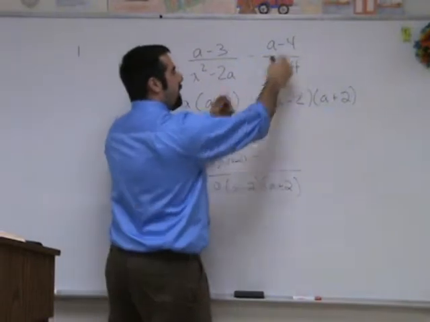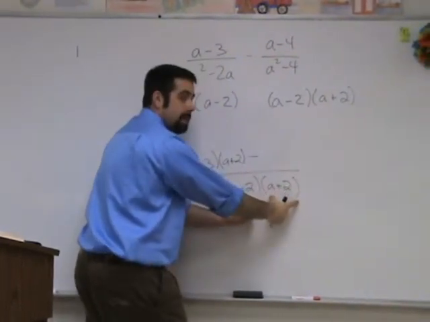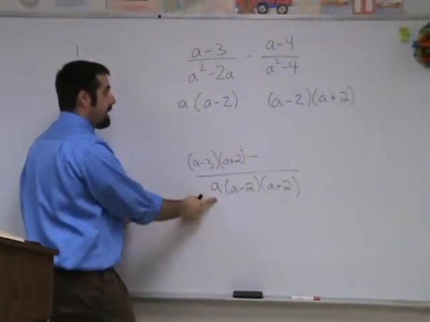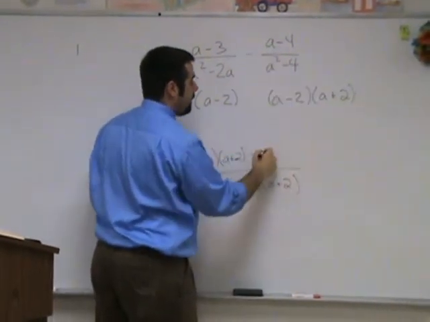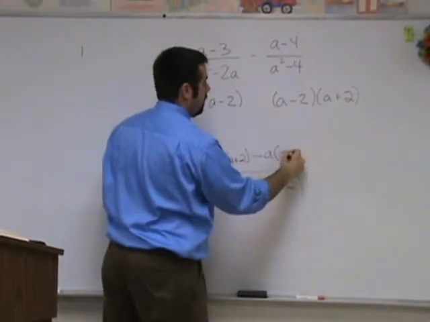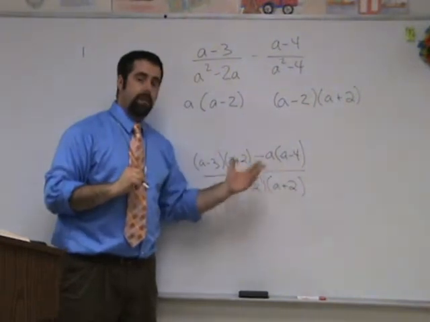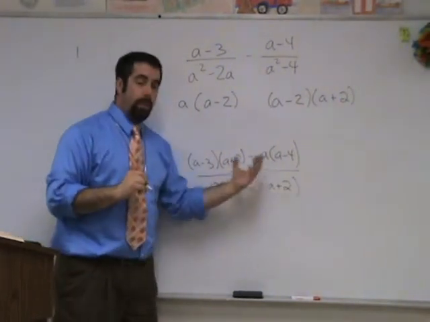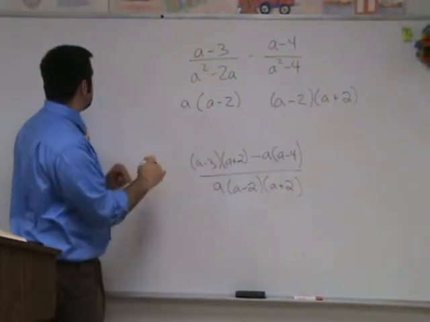All right, here's my minus. Now, what do I need to multiply this fraction by? Well, it already has the a minus 2 and the a plus 2. It already has these pieces. What I need still is the a. So I need to multiply that numerator by a and the denominator by a. Now my fraction's ready to go. So once you're at this point, all you really need to do now is simplification. So let's go ahead and simplify.